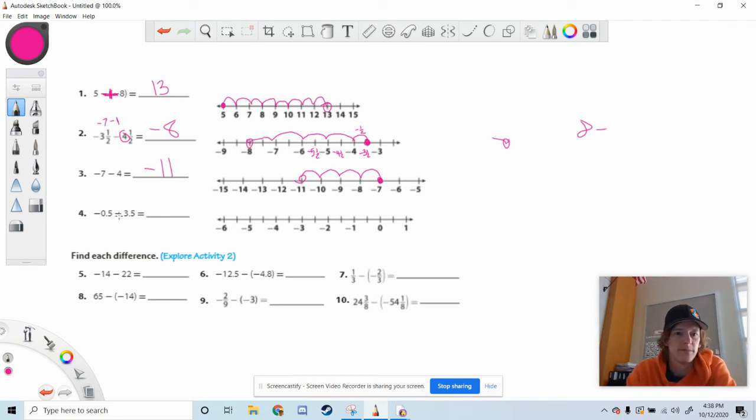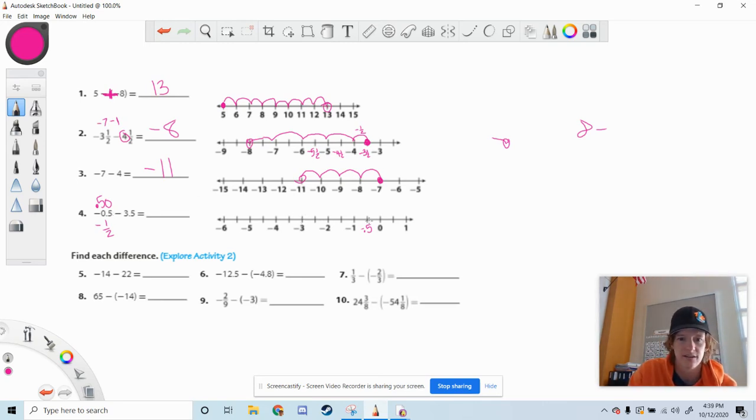For number 4, we're starting at negative 0.5. Now this is the same thing as negative 1/2. 0.5, I like to think of it as 50 cents. Okay, so this is a half. It's half of a dollar. Negative 0.5 would be right here. Okay, negative 0.5, there's negative 1, negative 1.5, negative 2, negative 2.5, negative 3.